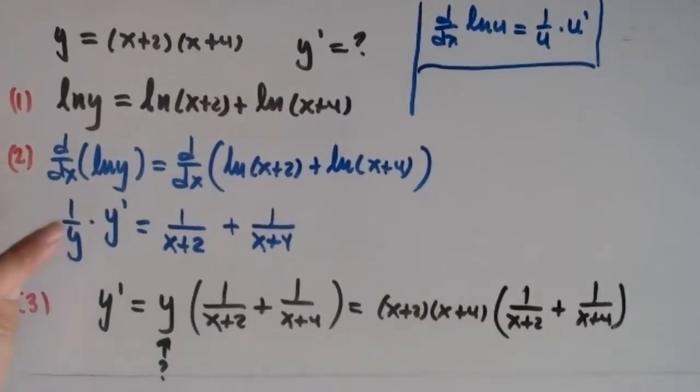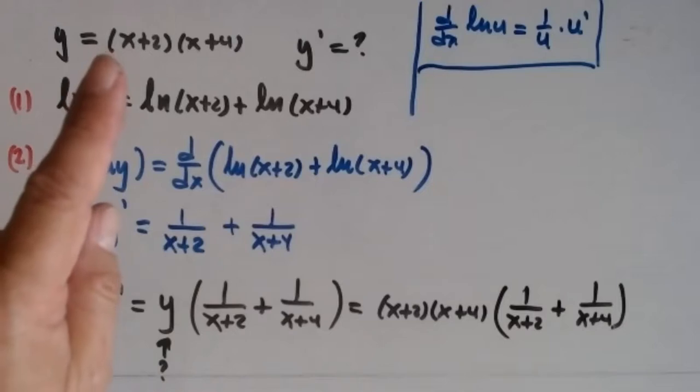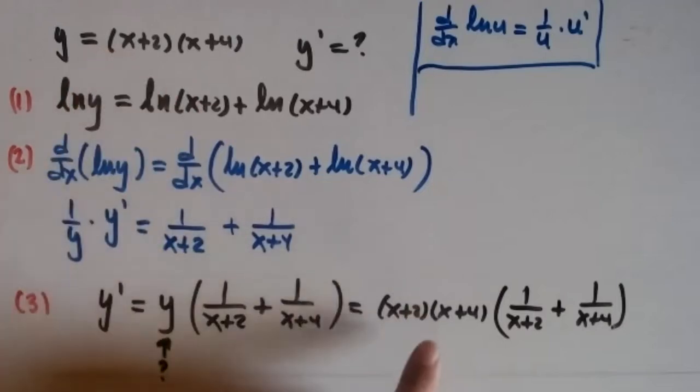Then you need y prime, and you have this term right here. Well, we multiply everything by y, so I have y times these two expressions. But the problem is, who's y? Well, y is right here. It's the first thing I got. So I just write it, and this is my answer.